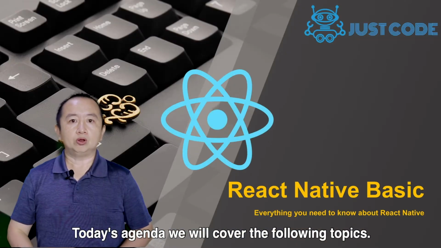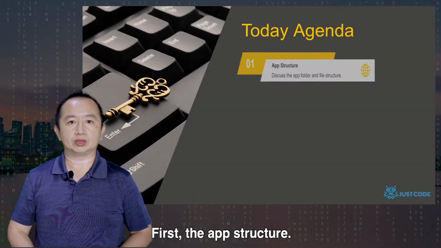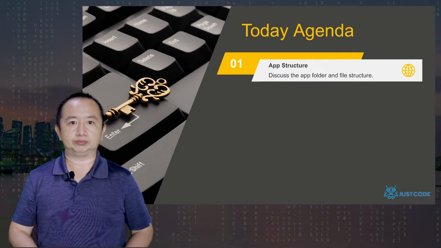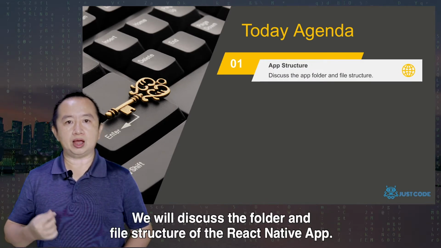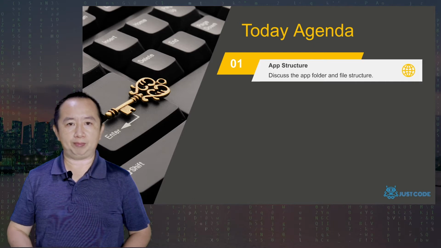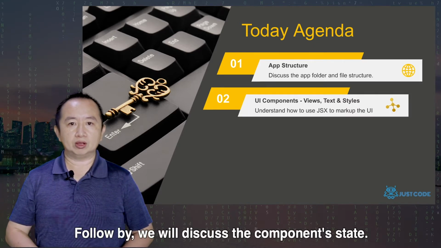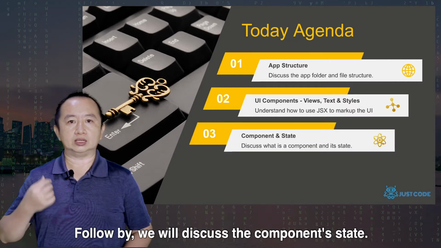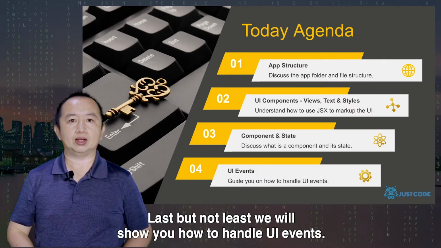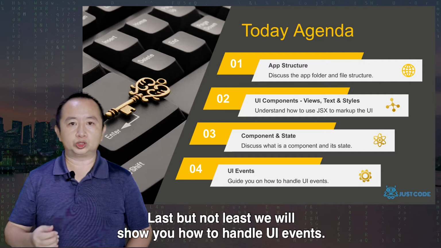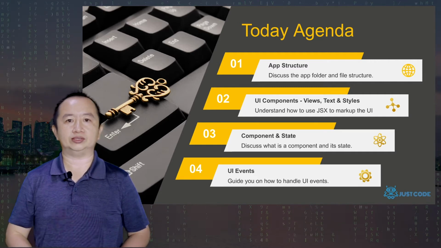Today's agenda, we will cover the following topics. First, the app structure. We will discuss the folder and file structure of a React Native app. Next, we will discuss the UI components. Followed by, we will discuss the component state. Last but not least, we will show you how to handle the UI events.